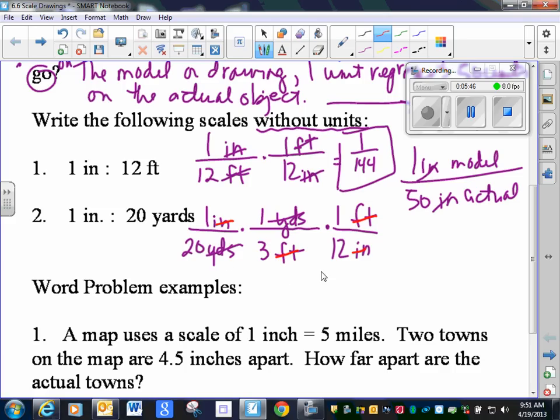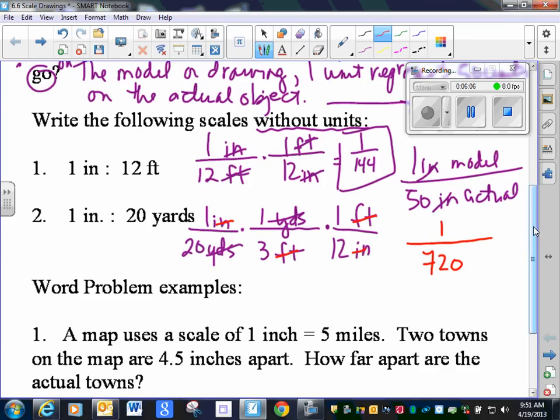Now we just need to clean it up. What do we have in the numerator? 1 times 1 times 1, which is 1. In the denominator, we have 20 times 3, which is 60. And 60 times 12 is 720. And our units are gone.